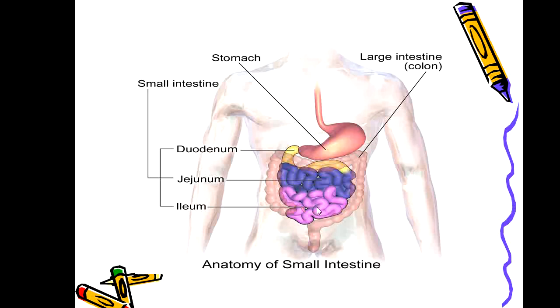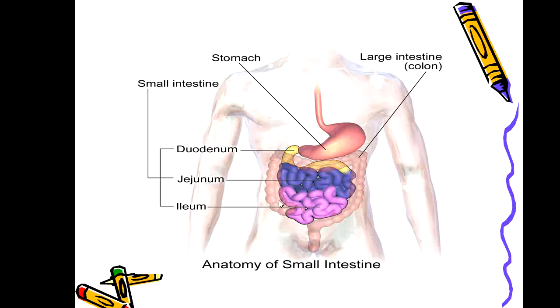The ileum is the largest part of the small intestine in length. This is the part of the small intestine which is connected with the cecum of the large intestine, and it is almost 11 feet in length. So the whole length of the small intestine is about 20 feet.